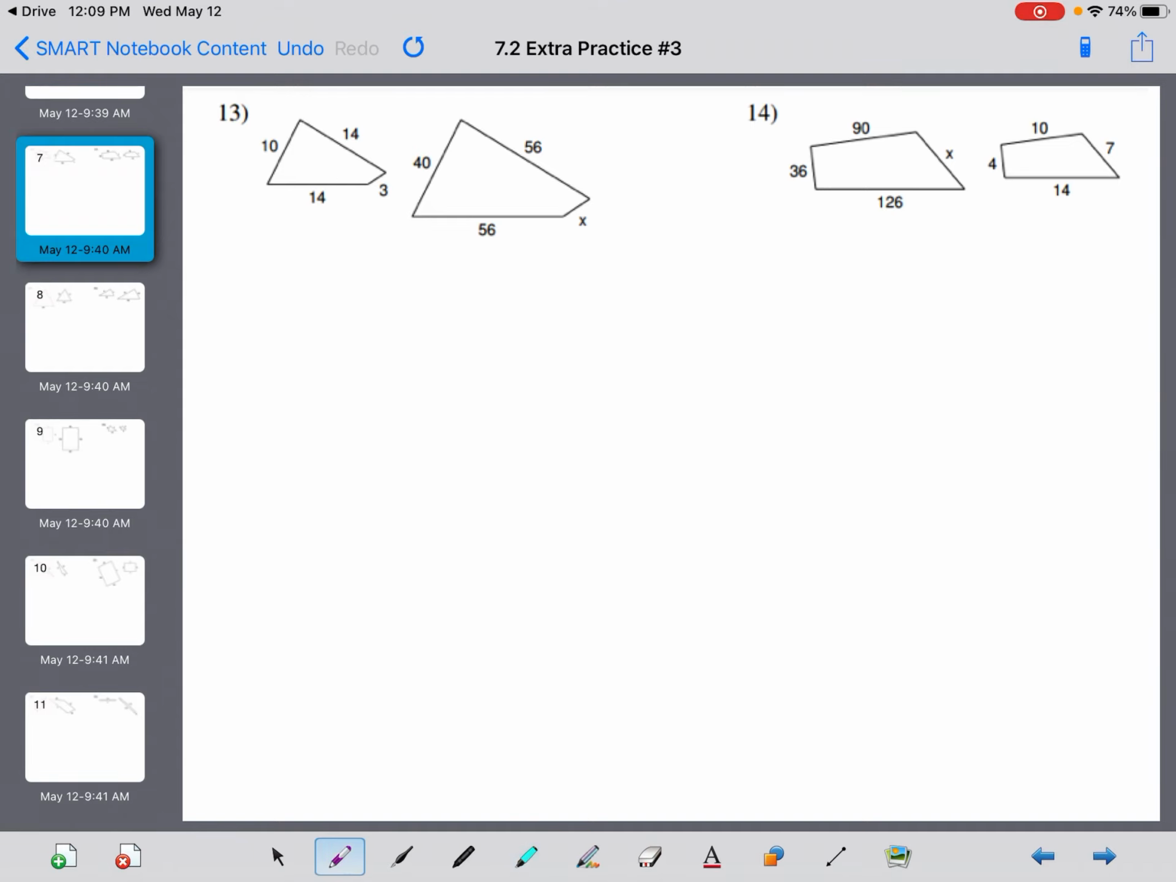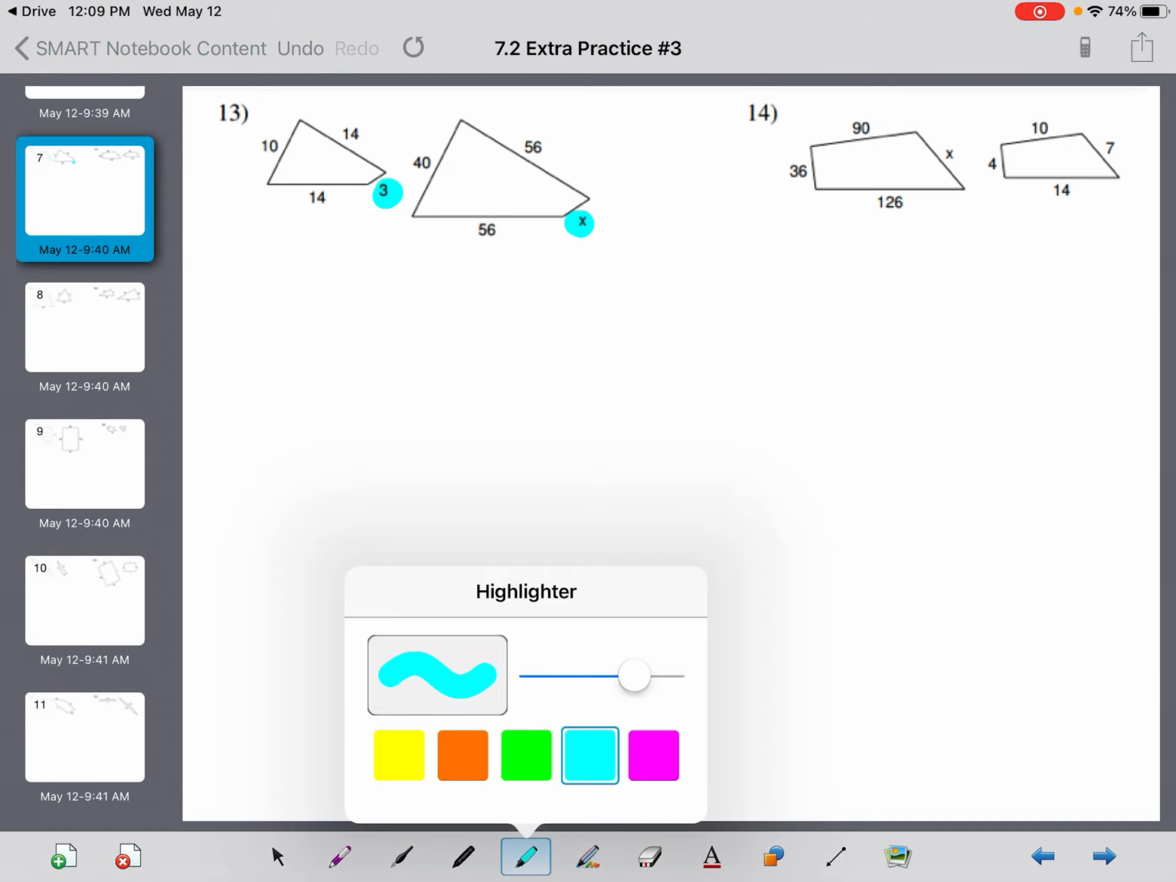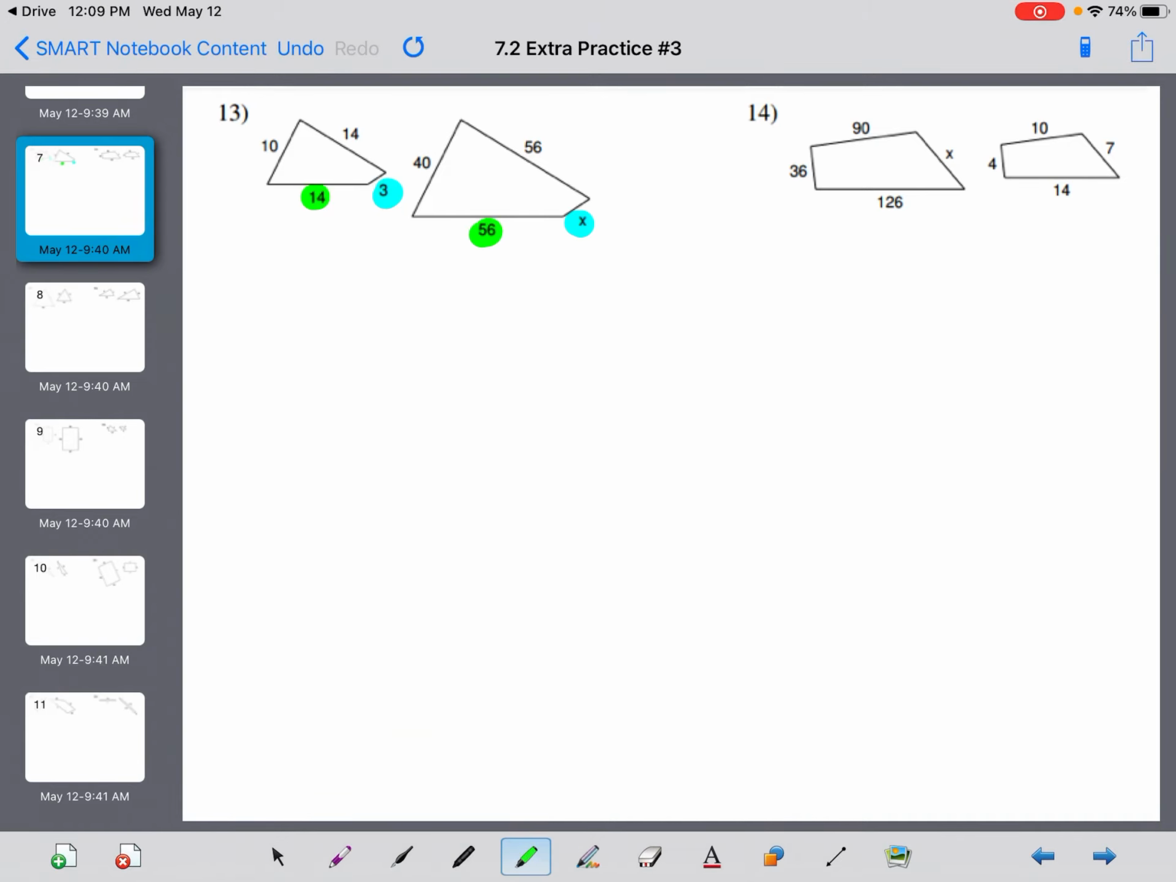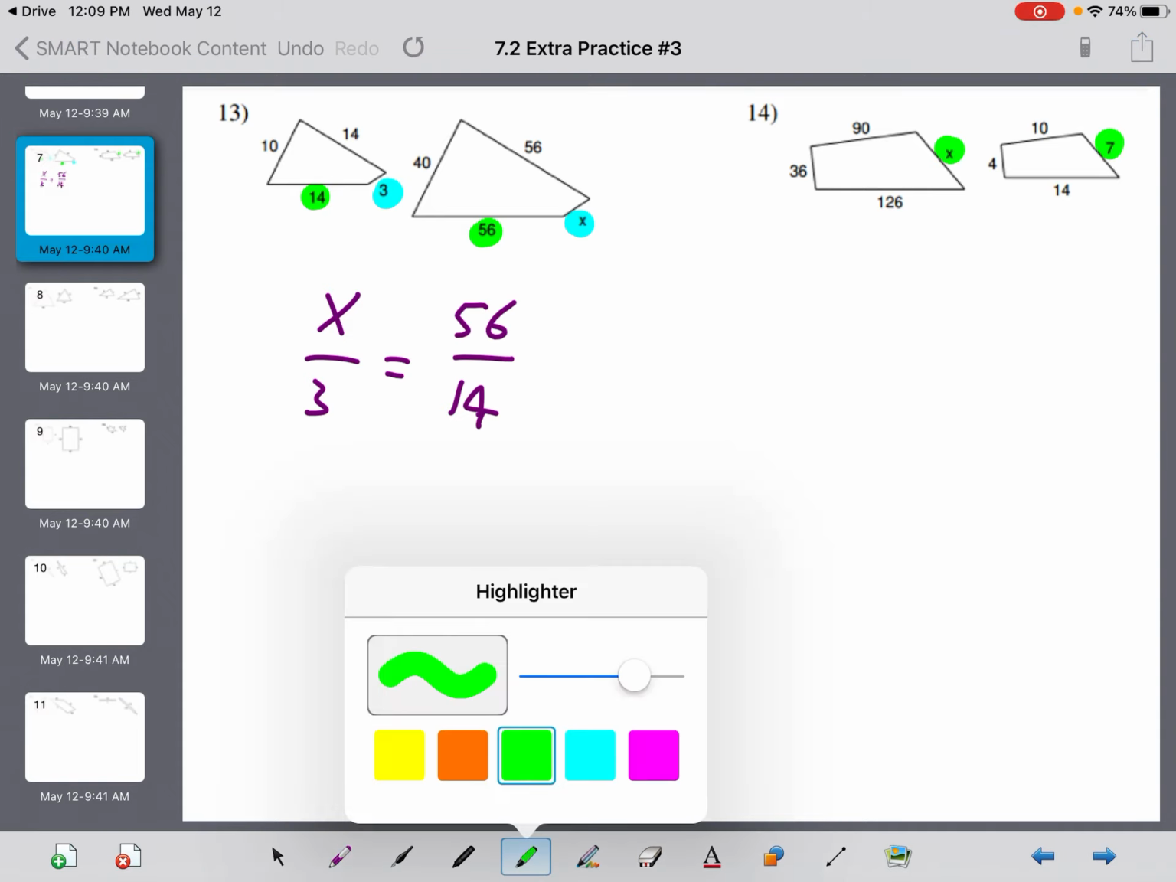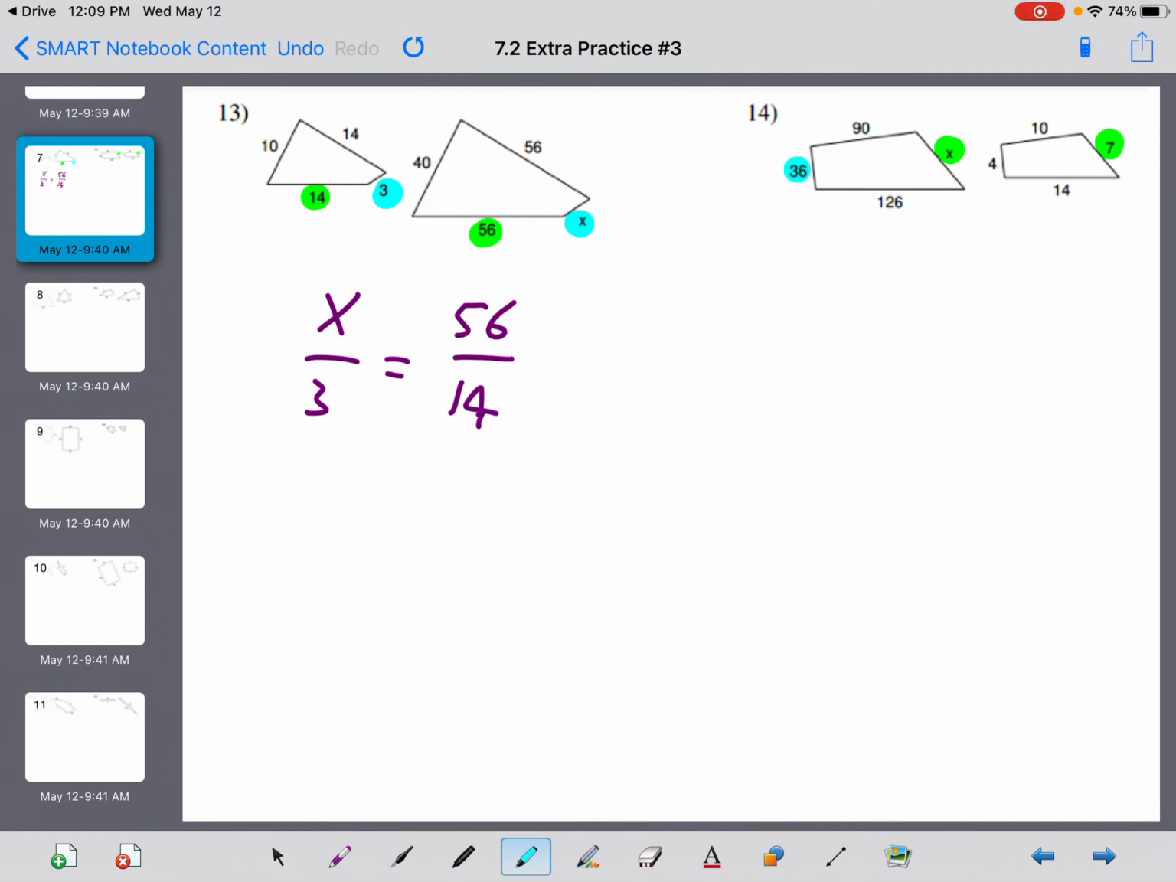These are going to be the last ones I set up. You should have the rest on your own. X corresponds to 3, and then pick any corresponding sides, 56 and 14. So x over 3 equals 56 over 14. Same thing here. X corresponds to 7. 36 corresponds to 4. Set up your cross multiplication.